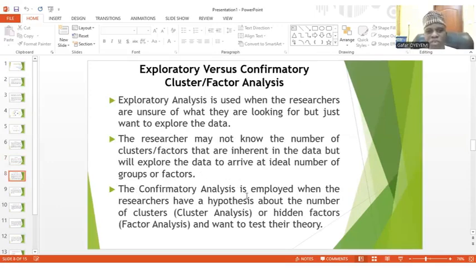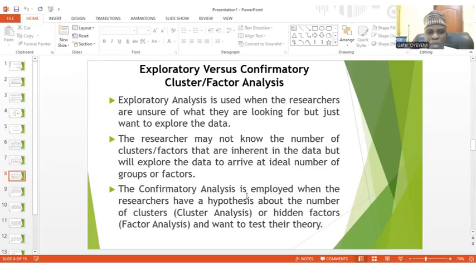Let's look at exploratory and confirmatory analysis. We have both confirmatory and exploratory for both cluster and factor analysis. And when we talk of exploratory analysis, we are referring to a situation in which researchers are unsure of what they are looking for. They are just exploring.